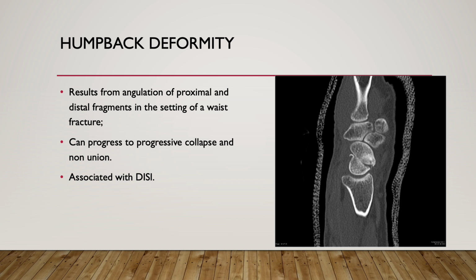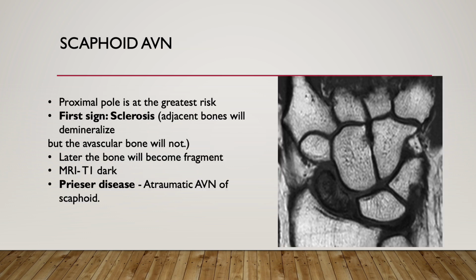Then there is something known as humpback deformity. As there is a fracture at the waist of the scaphoid, we have two fragments, right? The upper fragment is sitting on the lower fragment, which forms a humpback. It results from angulation of the proximal and distal fragments in the setting of a waist fracture, and can progress to progressive collapse and non-union.